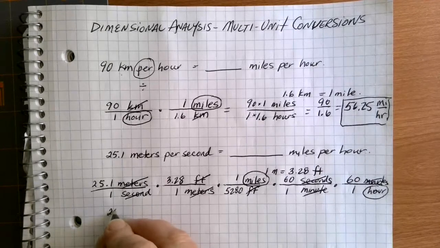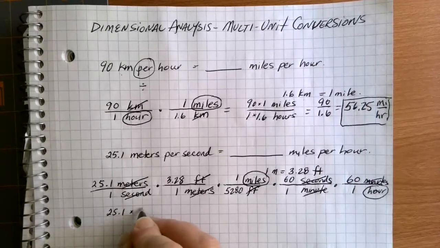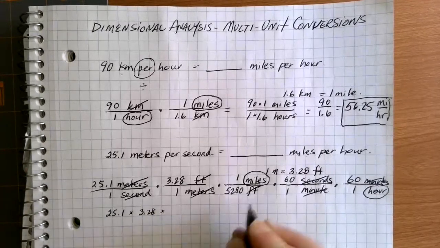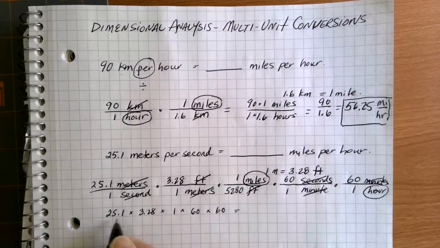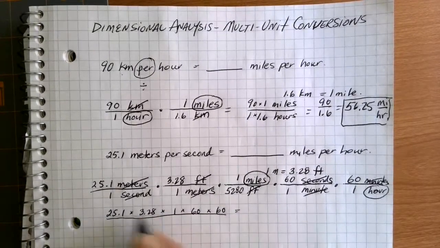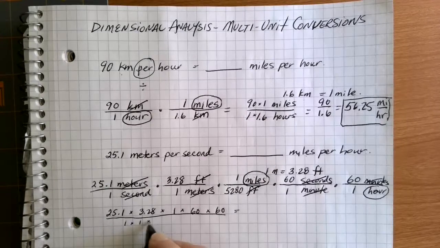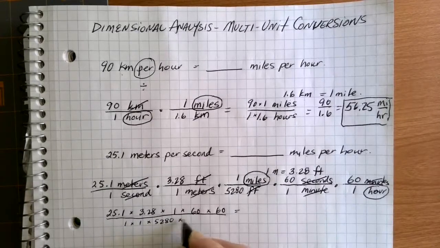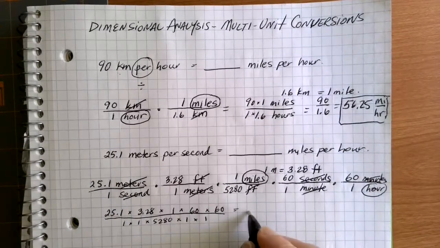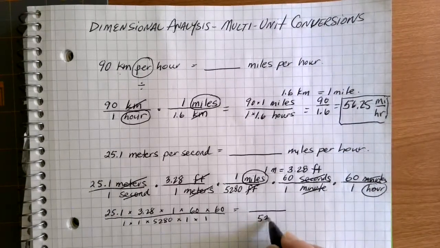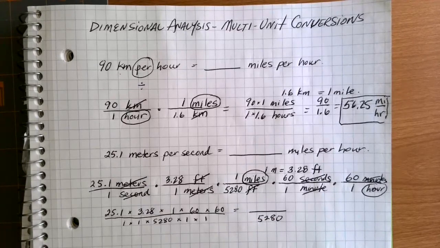So for the top, I'm going to have to do 25.1 times 3.28 times 1 times 60 times 60. And on the bottom, I'll have 1 times 1 times 5,280 times 1 times 1. So I'm just multiplying all of those values that remain. Along the bottom, that's 5,280. That's an easy multiplication. Along the top, grabbing out my calculator, 25.1 times 3.28 times 1 times 60 times 60.